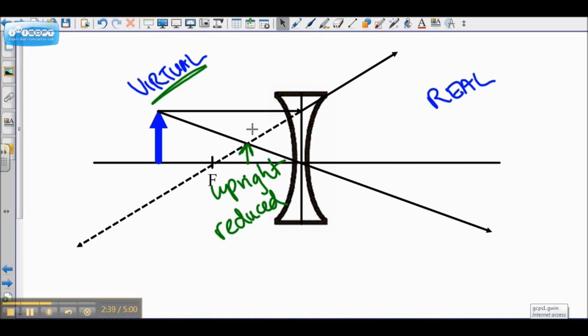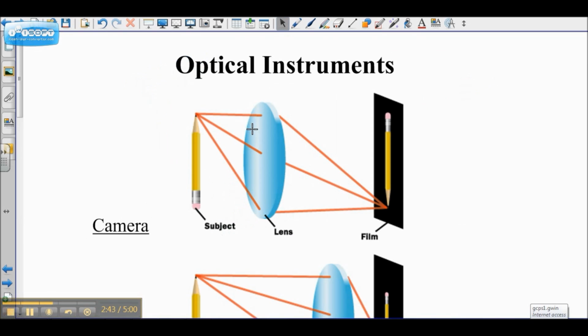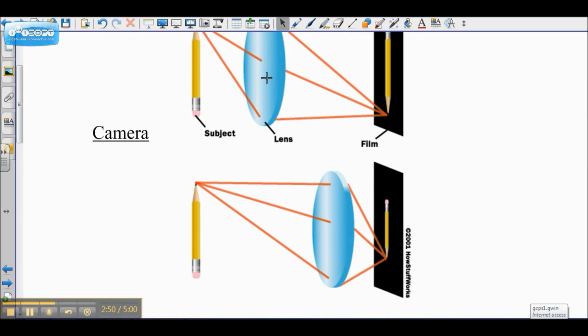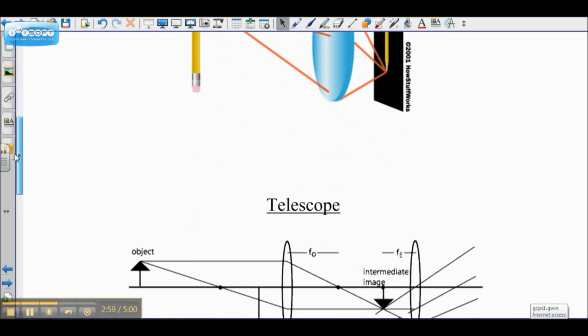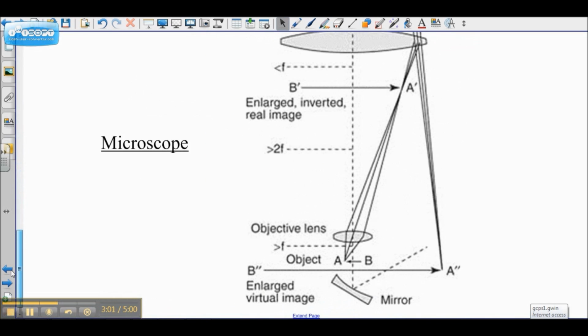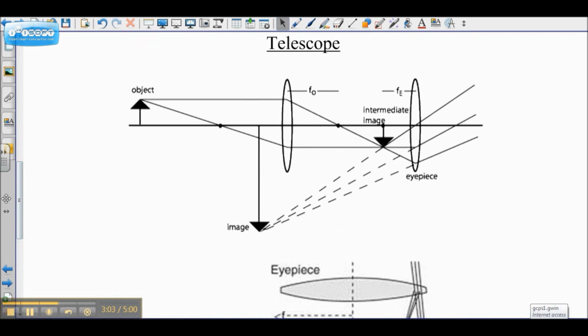Now some uses for different types of lenses. So this is for both types of lenses. One is a camera. So a camera works because you've got a lens, and as the lens is moved closer and further from the subject, you can focus it by making a larger or a smaller image. Telescopes and microscopes work the same way, where again, I know these look really complicated, but the idea is you have light going through the lenses, creating larger images.